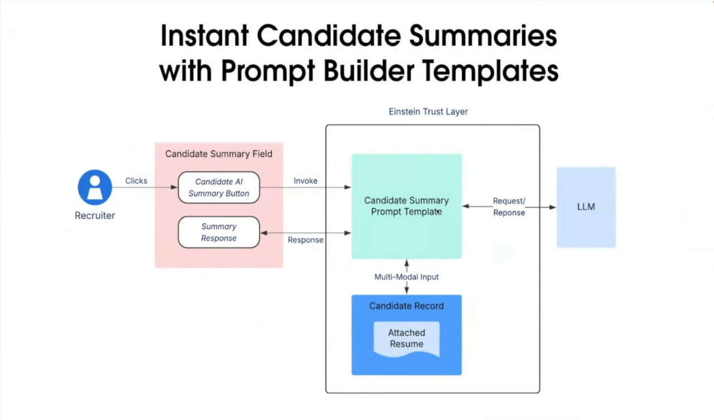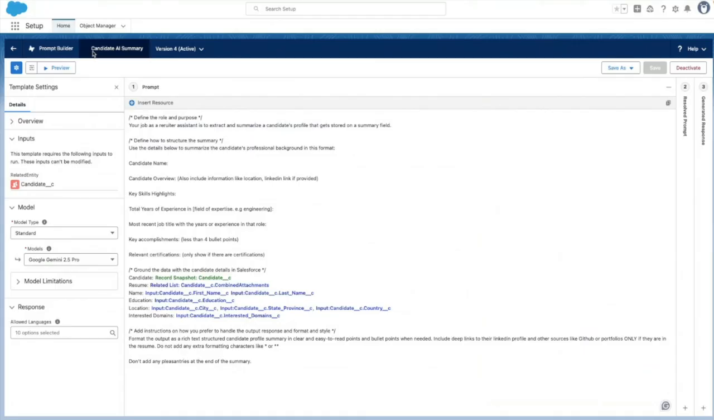Let's look at the candidate summary prompt template. Here we have the prompt builder template for the candidate AI summary. Let's break it down. So first we start by defining the role and purpose. So your job as a recruiter assistant is to extract and summarize a candidate's profile that gets stored on a summary field. Then we start defining how the structure should look for the summary.